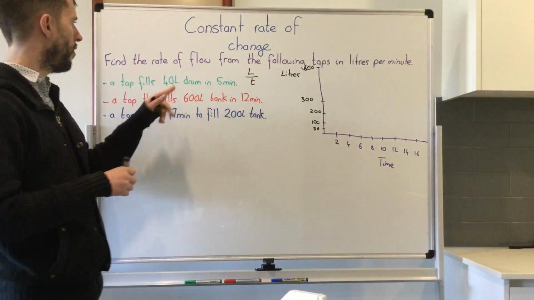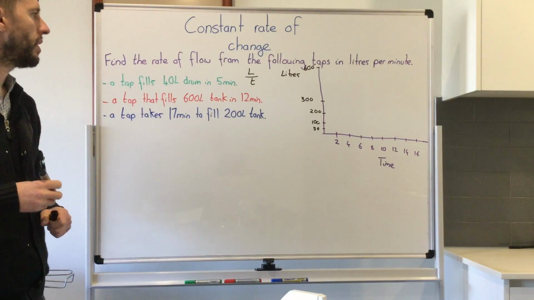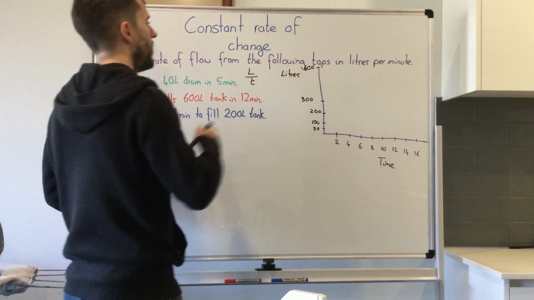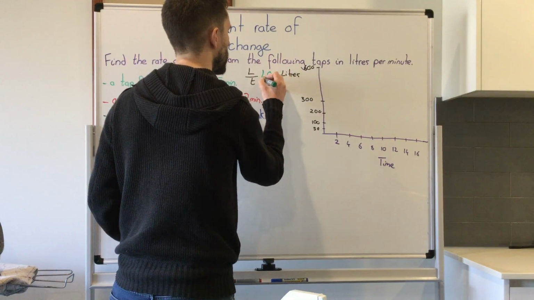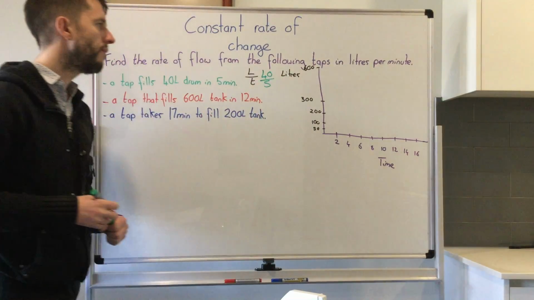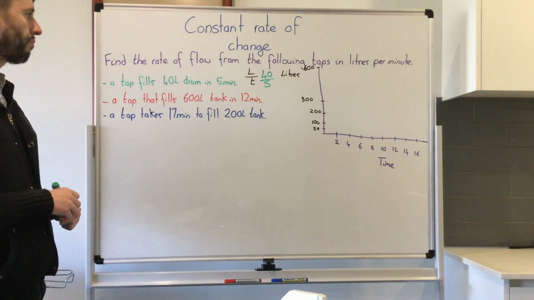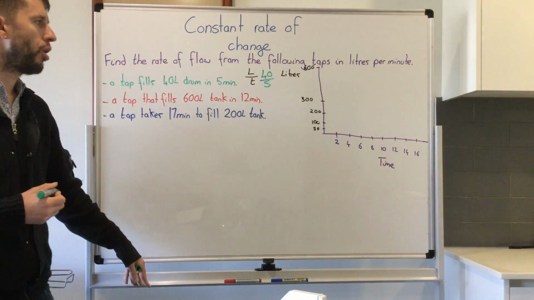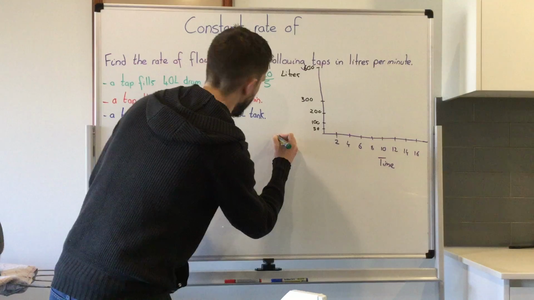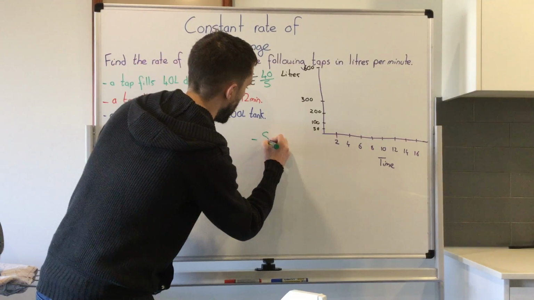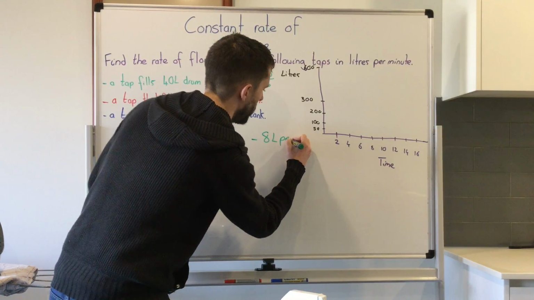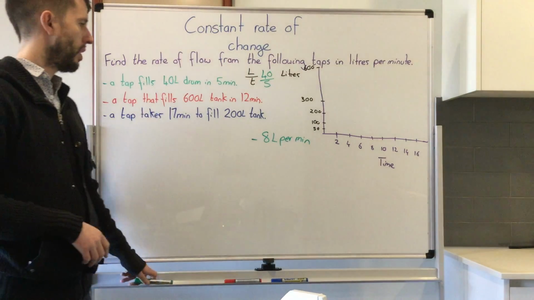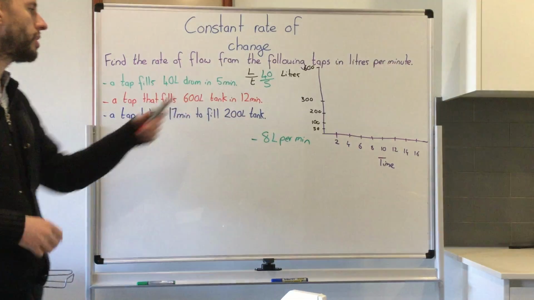So the first one, I've got 40 litres drum in 5 minutes. I'm going 40 divided by 5. 40 divided by 5 is 8. So that tells me that I'm doing 8 litres per minute. So first one is 8 litres per minute. I'm doing this in colour coding so you can tell.